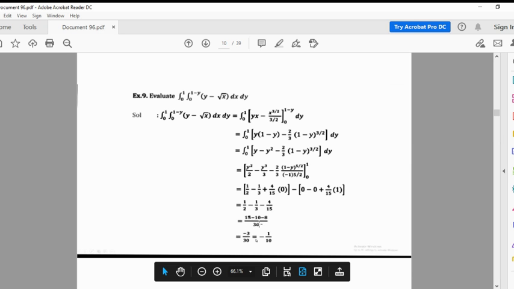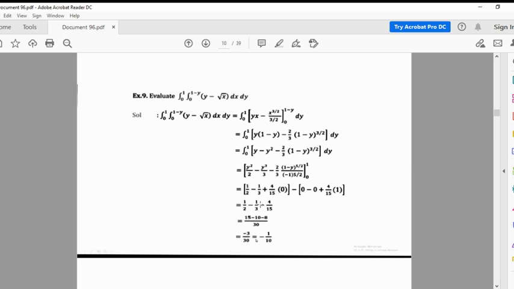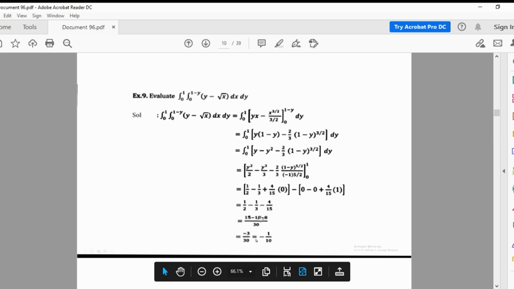Take the LCM of 3, 2, 3 and 15, that is number 30. And multiply the numerator by the corresponding values, that is 15 minus 10 minus 8, that is minus 3/30, that is minus 1/10. This is the answer.